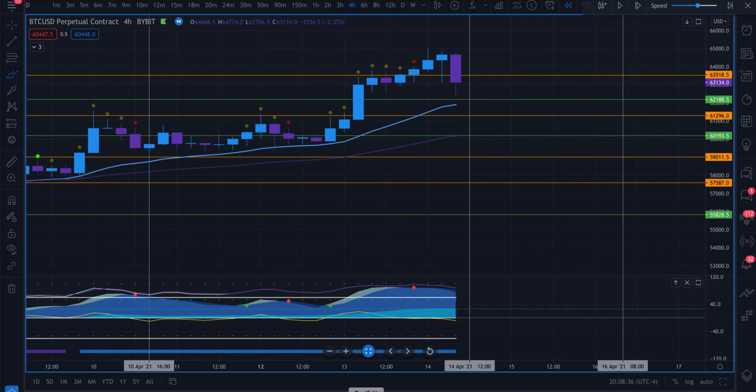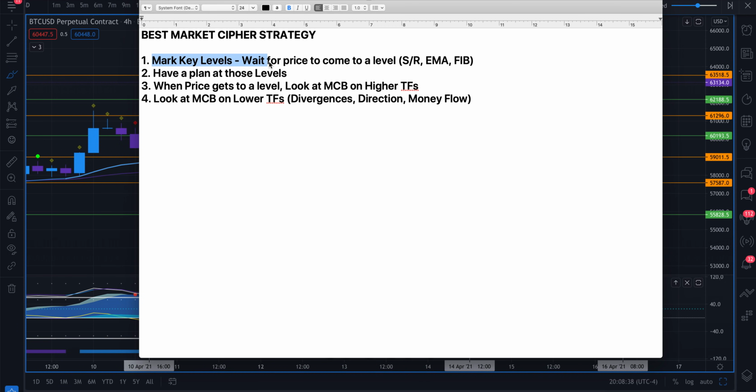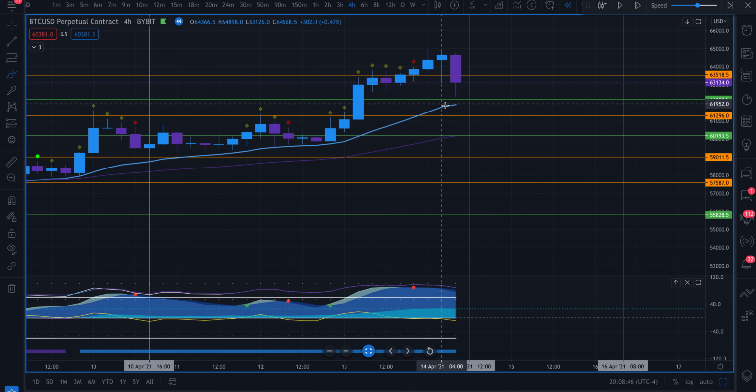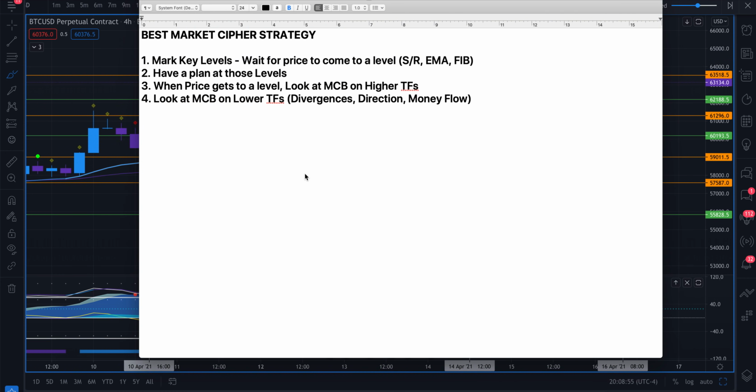So what I'm doing is I've marked out my levels. I'm looking at the chart in the morning, and I'm coming up with a plan of what I would do if price comes to that level. So I say to myself, if price comes down to this orange level, then I will look to enter a long position. So then what I do is I wait patiently, and I don't jump the gun. I don't just enter a trade for no reason because I'm greedy or because I'm eager to trade. I'm going to patiently wait.